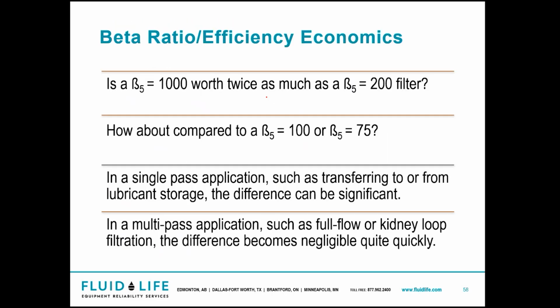So is that beta 5 1000 really worth twice as much as that 200, or even 4 times as much as a beta 75, or 6 to 8 times that of a nominal filter in a single application, single pass application? Sure, if you're going from a tote through a filter cart into your equipment, perfect idea. Good place to do it. Now, if you have online constant filtration, you might not see the benefits as much with those.